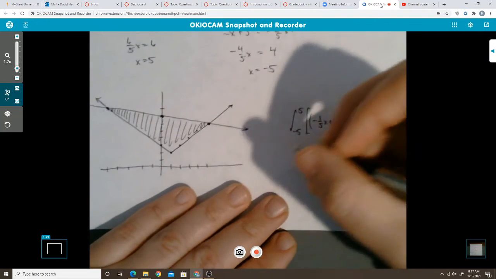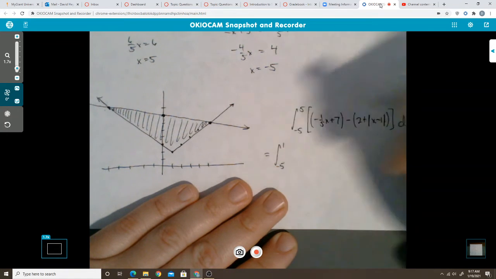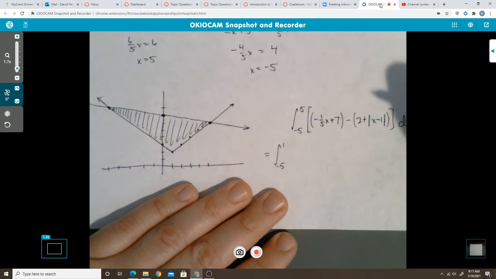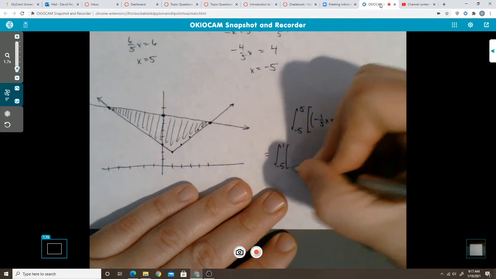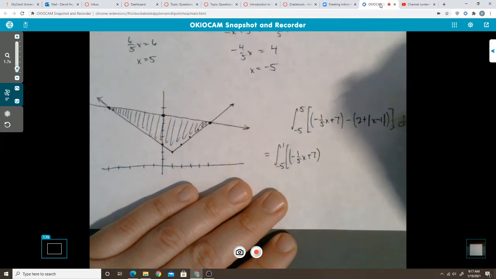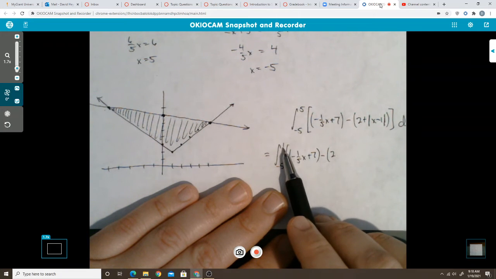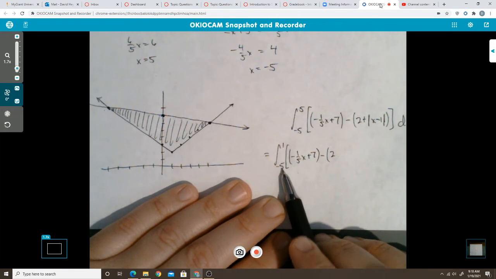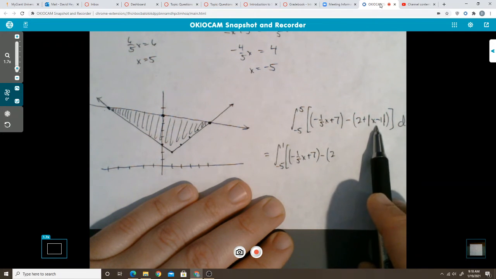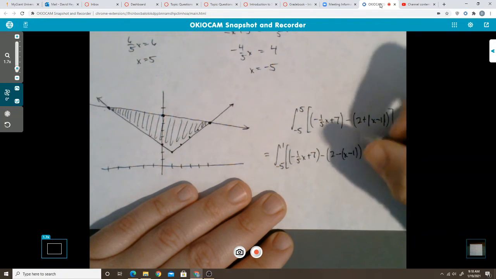So this is the integral from -5 to 1. I'm going to split it at 1. So it's the integral from -5 to 1 of -1/5 x plus 7 minus 2. Now remember, if x is less than 1, which is the case if you're between -5 and 1, you have to negate that thing. So it's going to be 2 minus, so many parentheses.